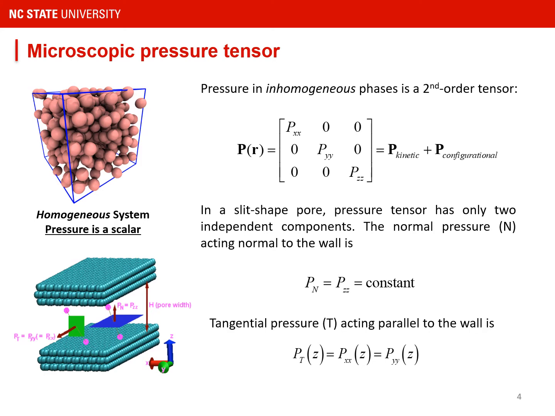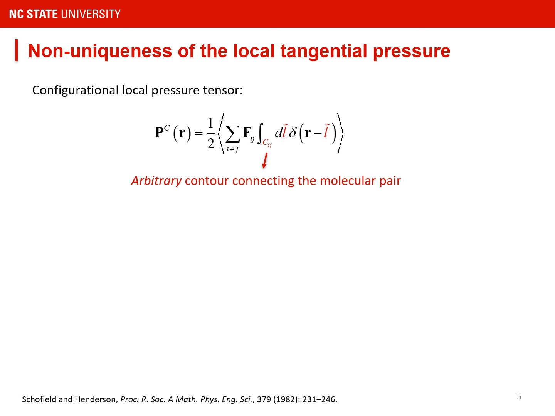Now, a fundamental difficulty comes in, that is, the local tangential pressure is not uniquely defined. If we look at the equation for the configurational pressure tensor that is derived from statistical mechanics, we will notice that the local pressure depends on an arbitrary contour connecting the two interacting molecules. For the normal pressure component, the final equation is independent of this arbitrary contour, so the normal pressure is well defined. But for the tangential pressure, there's no way to get around this arbitrary contour. So the tangential pressure is not uniquely defined.